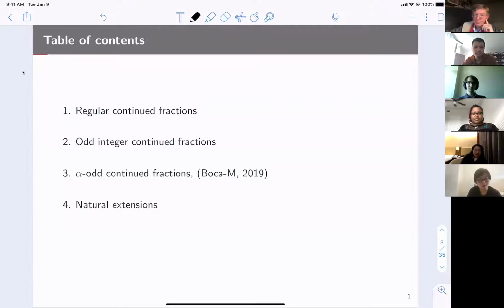the regular continued fractions, and then talk about what happens when we restrict to odd denominators, and then how Bonnie and I extended this to an entire family of continued fractions, which is what's going on in these animations, and also natural extensions. Once you get out of the regular continued fraction case, natural extensions become a very useful tool because invertible things are nice to study.